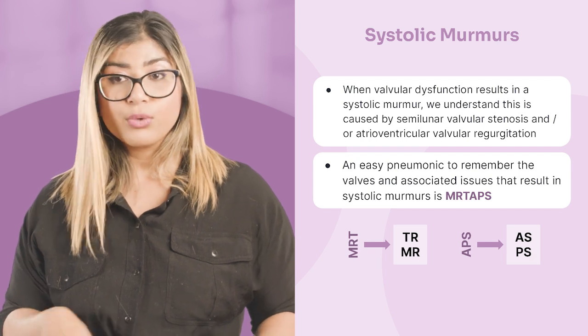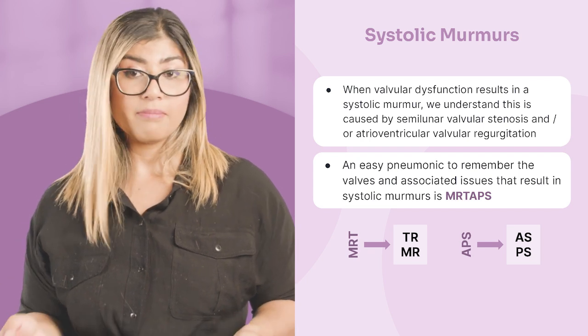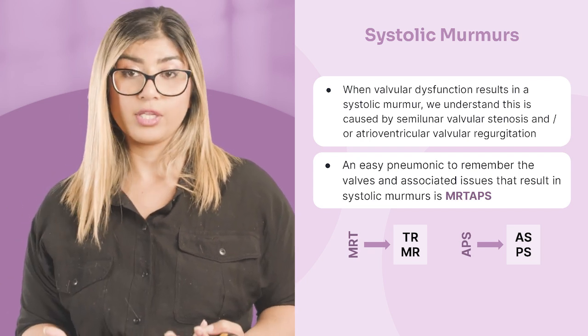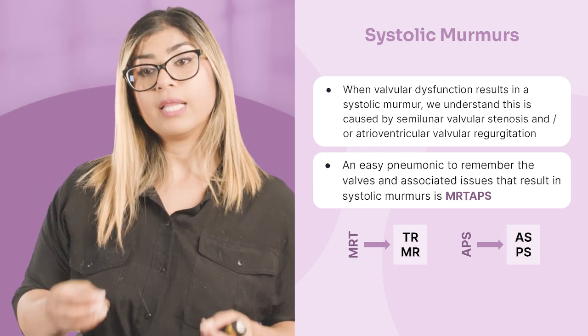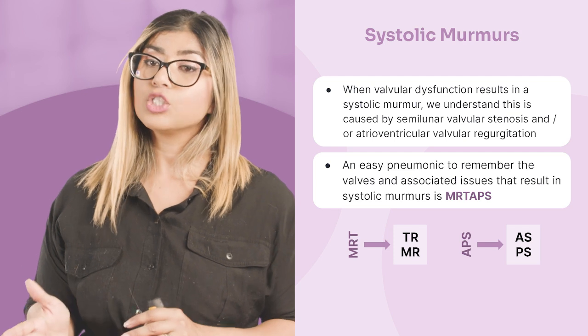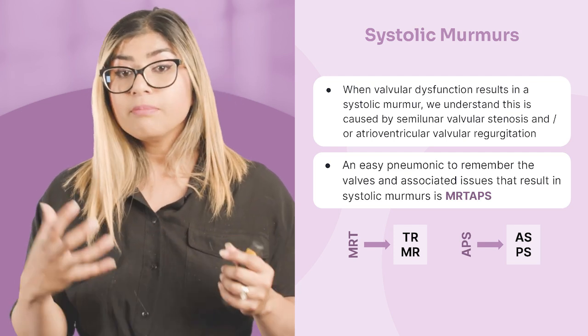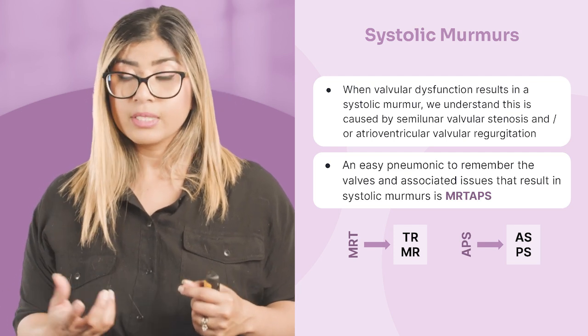Regurgitation of these semilunar valves during systole doesn't actually matter. It can't be identified as a systolic murmur because the function of the valve at this time is to allow blood to move forward rather than stopping the backflow, as compared to its function during diastole.